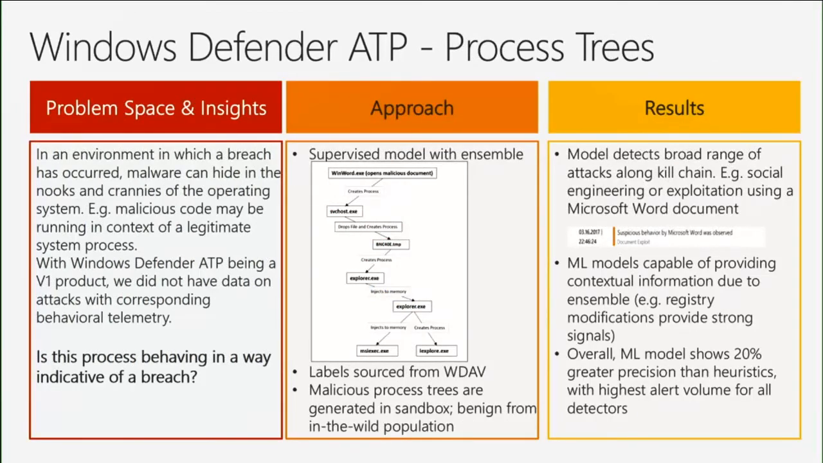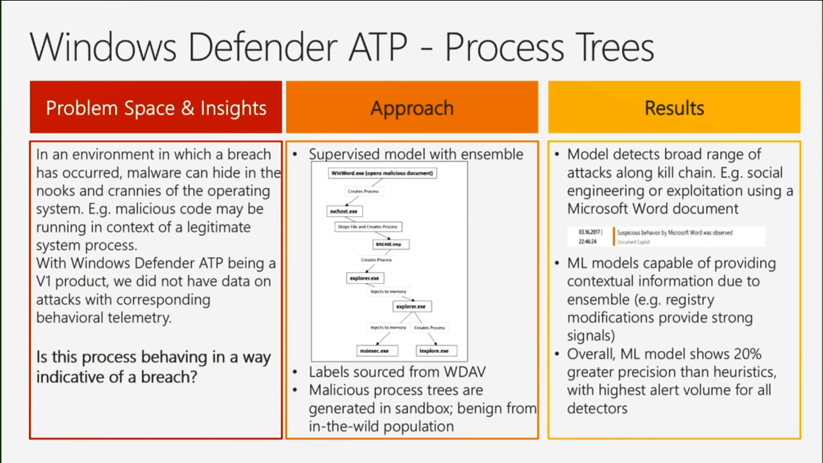Next, I want to talk about process tree models. One thing to keep in mind is that in a breach scenario, malware can hide in the nooks and crannies of the operating system, such as malicious code running in the context of a legitimate system process. It also could be that the attacker was able to gain a foothold on the network without involving malware at all. And so we're really tasked with identifying whether a process is behaving in a malicious fashion.